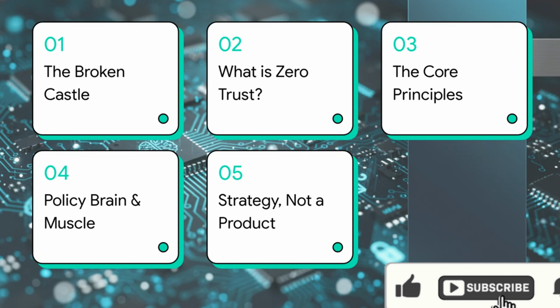Here is our roadmap for today's explainer. We'll be covering the broken castle, what is zero trust, the core principles, the policy brain and muscle, and finally, strategy, not a product. Let's get into it.